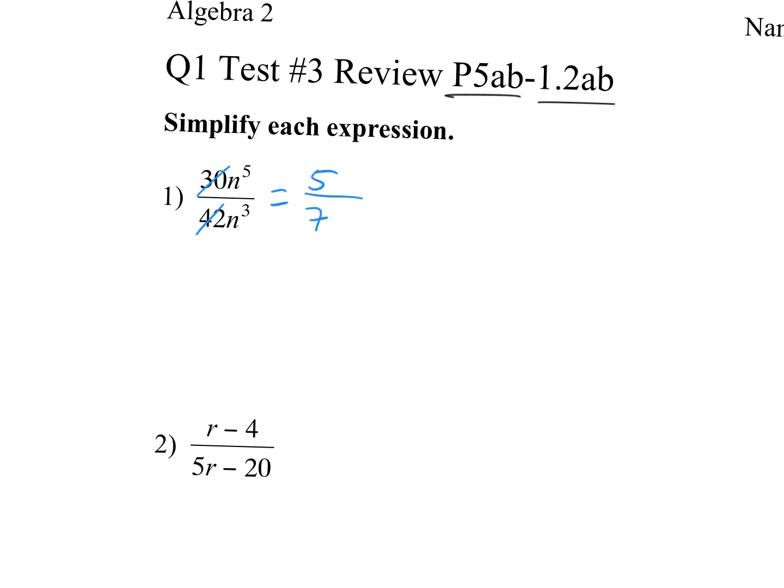All right, and then as far as the n to the fifth and the n to the third, there's 3 n's on the bottom, 5 on the top. We can cancel out 3. And when we take out 3 from the top and on the bottom, we have no n's on the bottom, but we have 2 on the top. All right, so we have 5n squared as this answer.